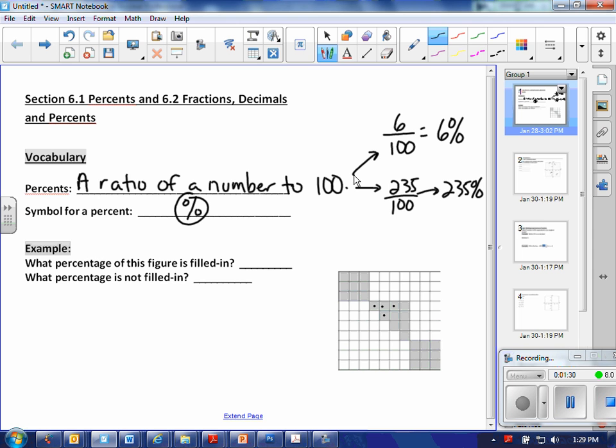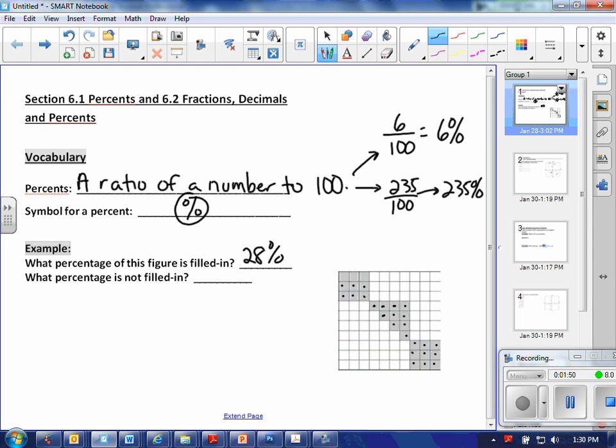Oh, let me start over because something just messed up. 1, 2, 3, 4, 5, 6, 7, 8, 9, 10, 11, 12, 13, 14, 15, 16, 17, 18, 19, 20, 21, 22, 23, 24, 25, 26, 27, 28. So technically, what percentage? That would be 28%.